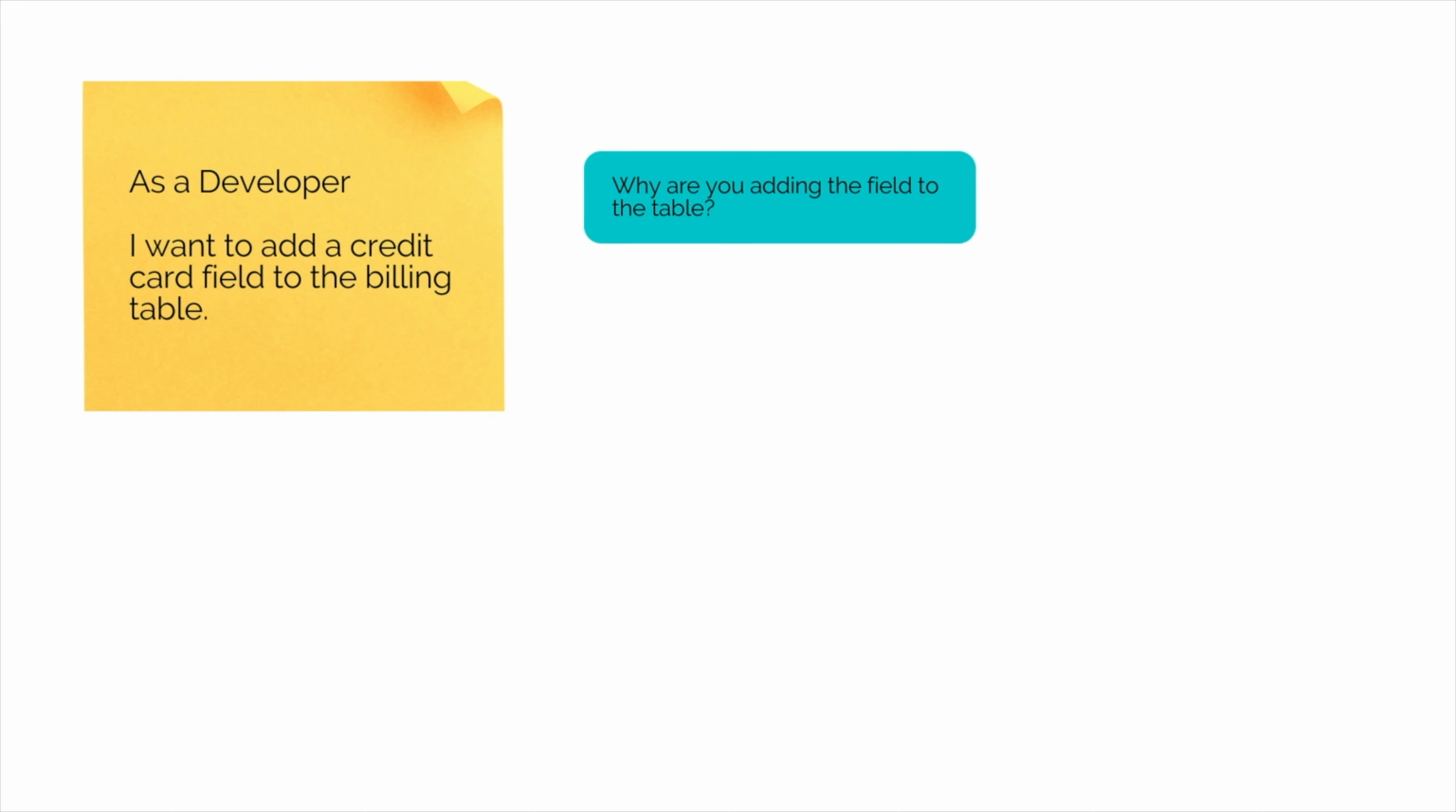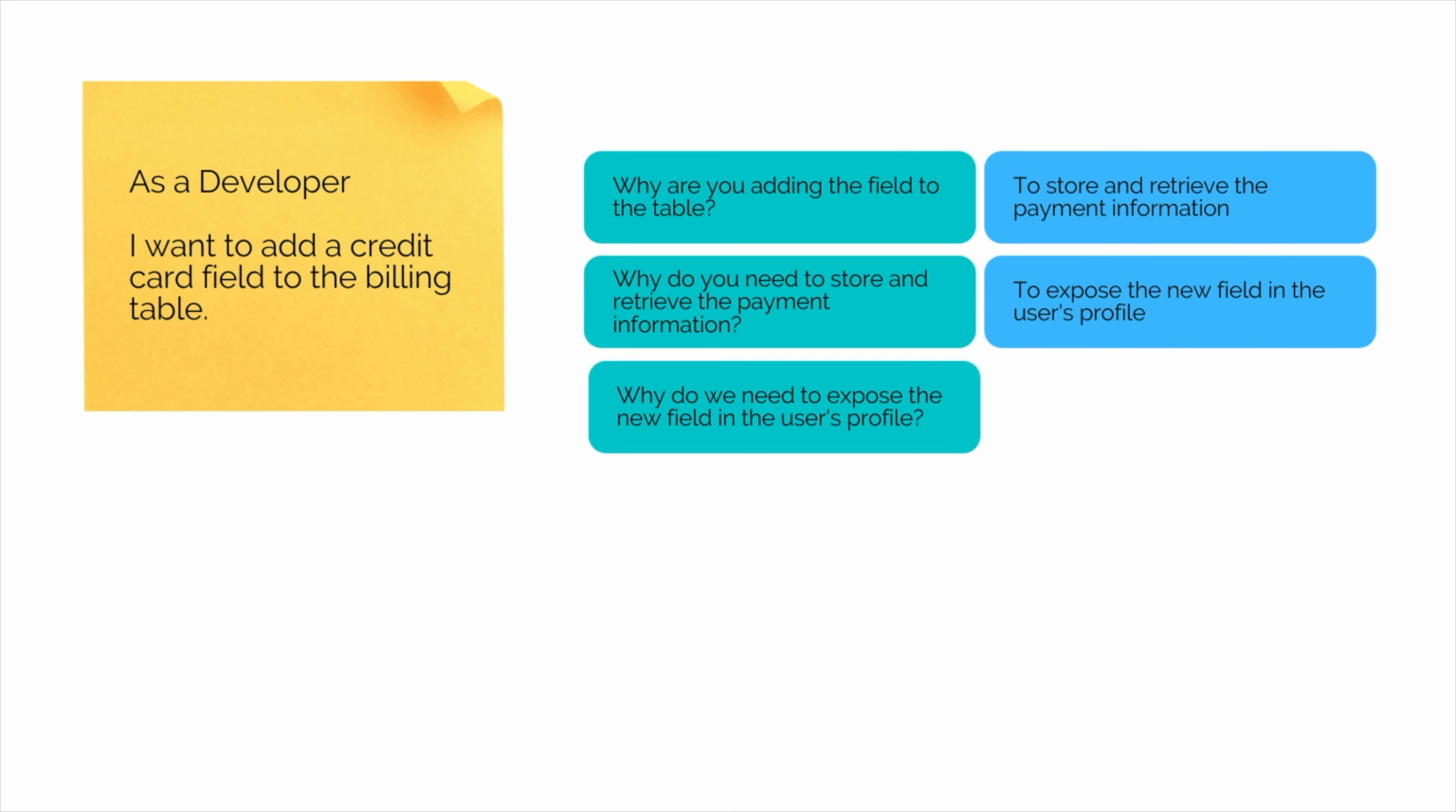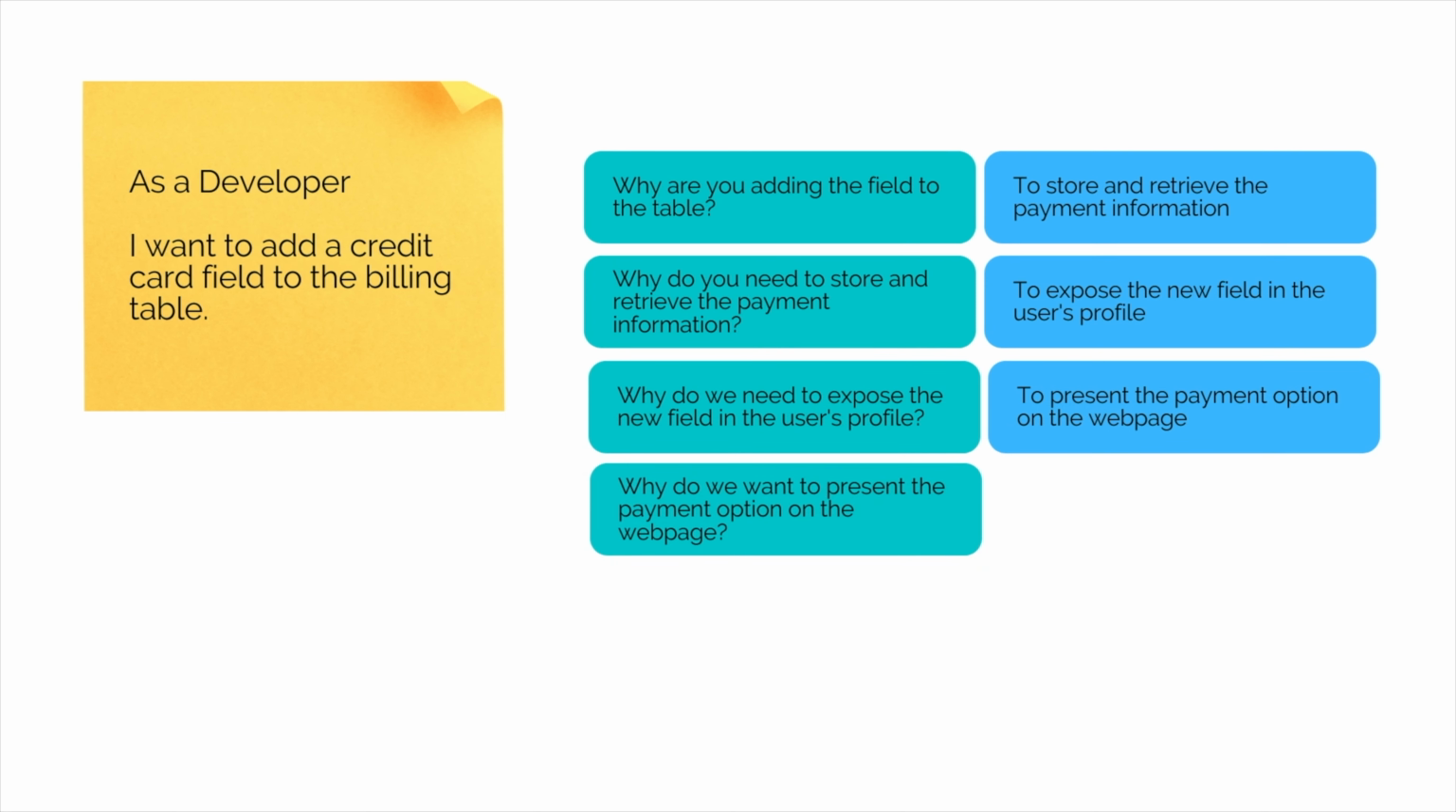Why are you adding the field to the table? Let's say the response you get after the first why is to store and retrieve the payment information. Why do you need to store and retrieve the payment information? To expose the new field in the user's profile. Why do we need to expose the new field in the user's profile? To present the payment option on the web page. Why do we want to present the payment option on the web page?